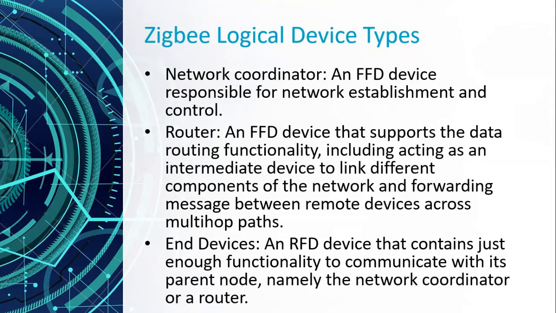Next is the router. This is also an FFD device. It supports the data routing functionality, including acting as an intermediate device to link different components of the network and forwarding messages between remote devices across multi-hop paths. A router can communicate with other routers and end devices. Lastly, we have the end devices. This is now an RFD device. It contains just enough functionality to communicate with its parent node, namely the network coordinator or a router. An end device does not have the capability to relay data messages to other end devices.